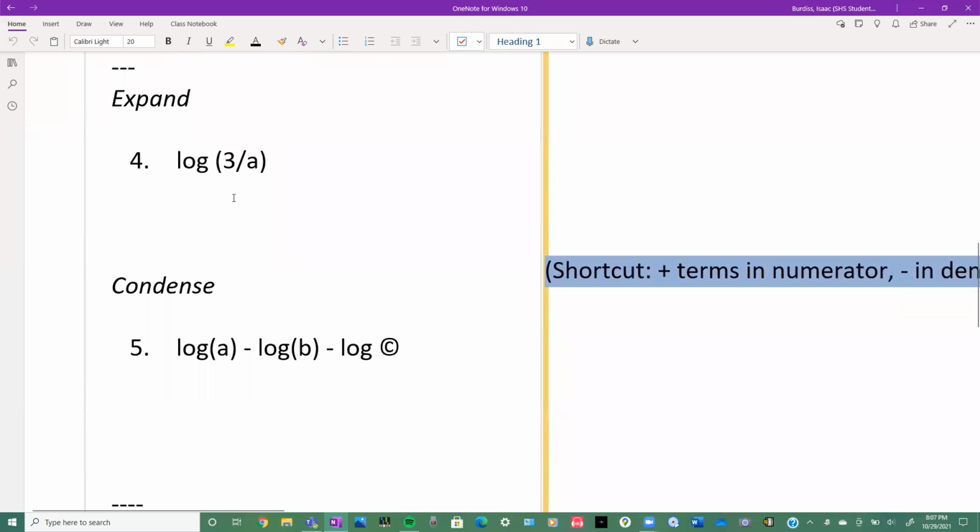Now we have one where there's dividing, and we need to expand it, so we subtract it. So log of 3 minus log of a. I didn't mean to say the base if I did, because the base is 10.